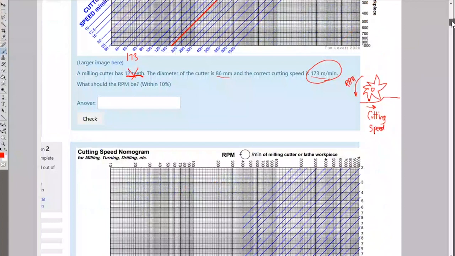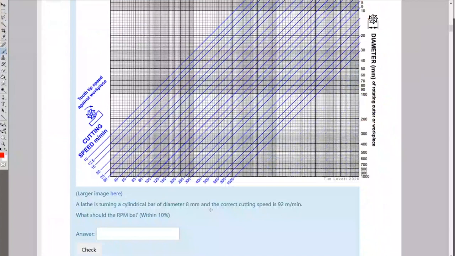Right, the next question is the same sort of thing. This time it's a lathe, and the diameter is 8 mils. So the diameter here will be 8 millimetres. And the correct cutting speed that we're supposed to be going is 92 meters per minute. So just checking that that's meters per minute as well. Yes, so we're up to a 92 here.